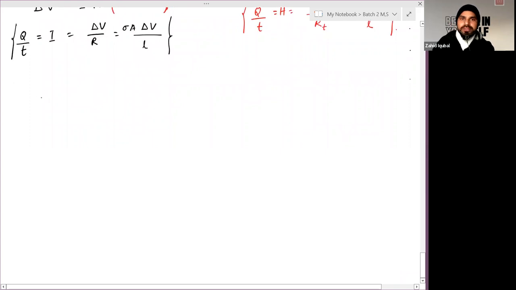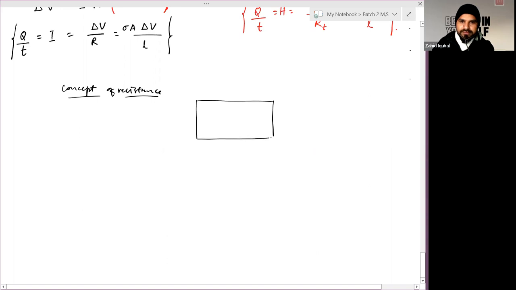Now let me give you a question related to this part. Before that, let me define how to calculate resistance related to any particular rod. Concept of resistance, or calculation of resistance.